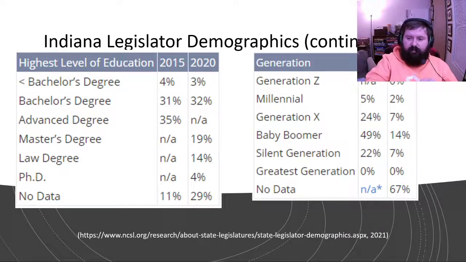You see, in 2015, it was 49%, 2020 is 14%, with 67% being no data. However, 67% of that 2020, again, were not counted. So it could be safe to assume that the majority of them are still baby boomers. Also, 32% of the legislators only have a bachelor's degree without a master's, and only 19% of them have a master's degree.